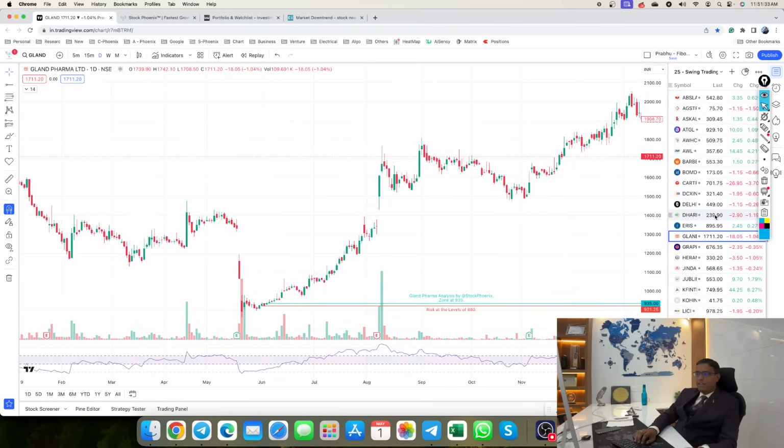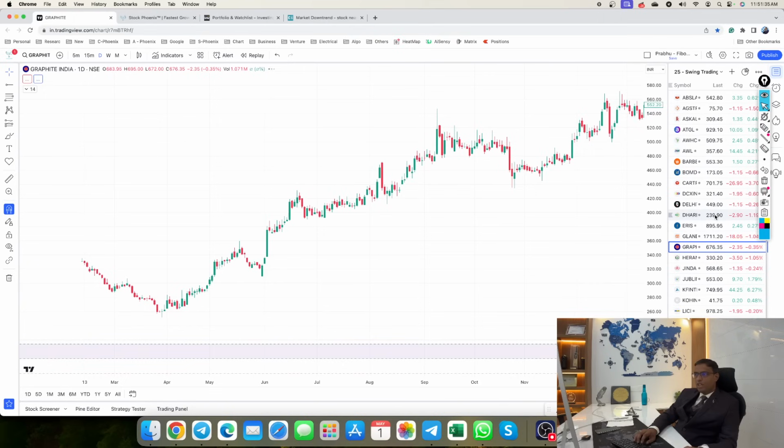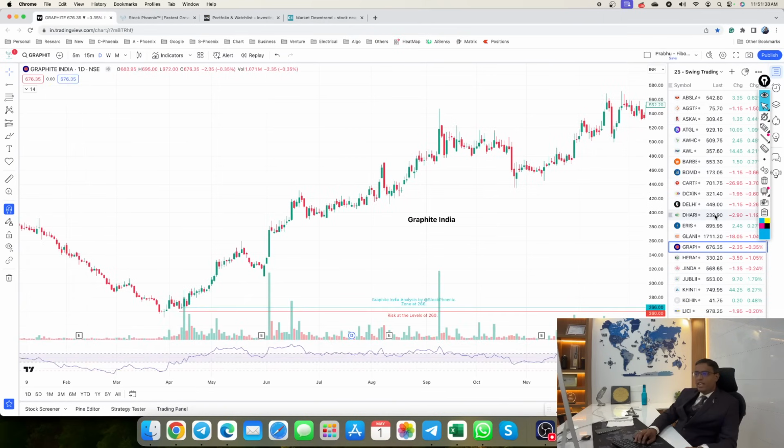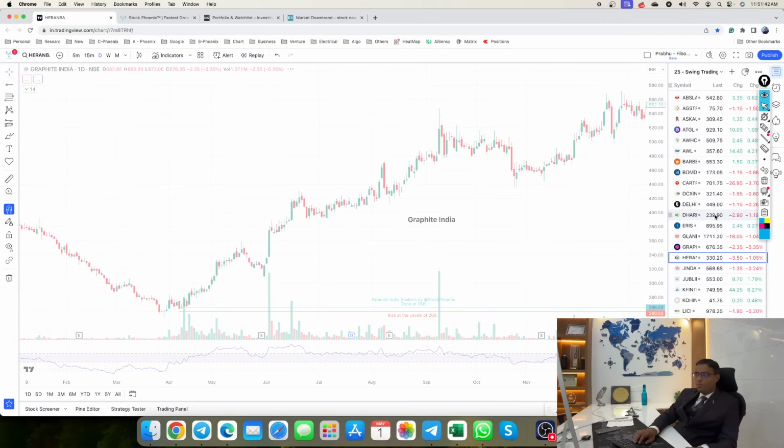Gland Pharma is again a trade from consolidation, we can avoid it as of now. And Graphite India, again a trade from consolidation, we can avoid it as of now.